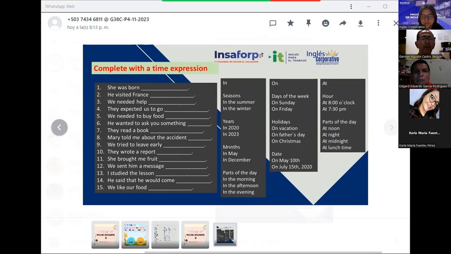She visited France. Ahí podemos decir en la season, puede ser en la summer, in the winter. O in September. In the summer. Digamos que he visited France in the summer. Okay. Yes.